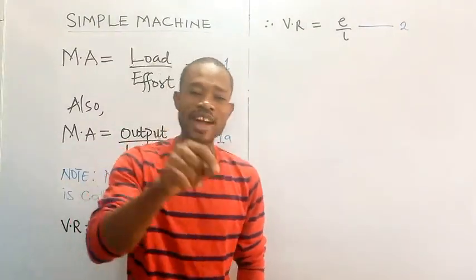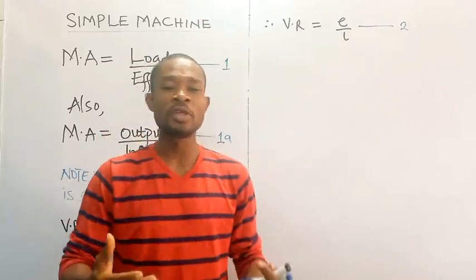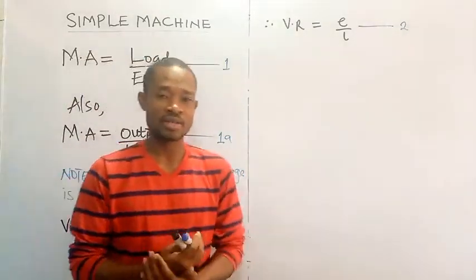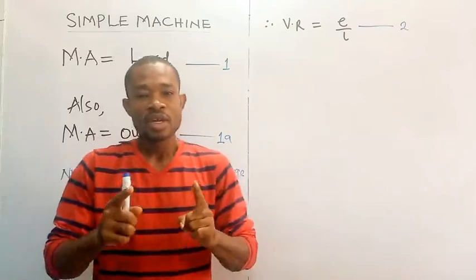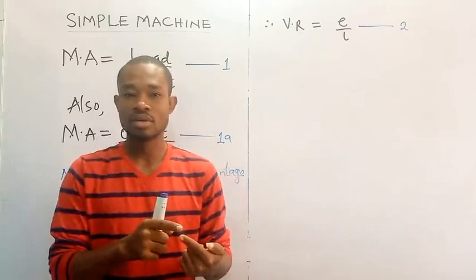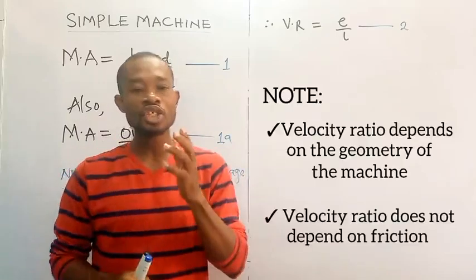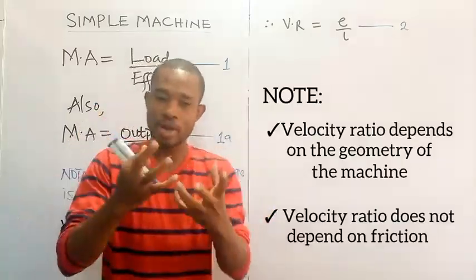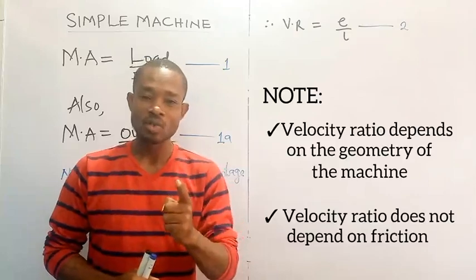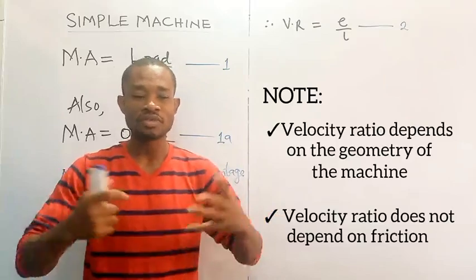Now we want to find out the factor that affects velocity ratio and what velocity ratio does not depend on. Please you watch the screen as this appears, okay? Factor upon which velocity ratio depends. Alright? Velocity ratio depends on the geometry, that is the shape of the machine. Velocity ratio depends on what? The shape of the machine, the geometry of the machine.